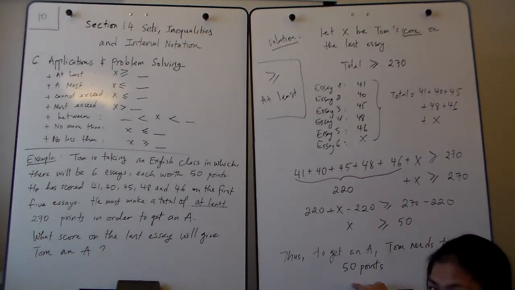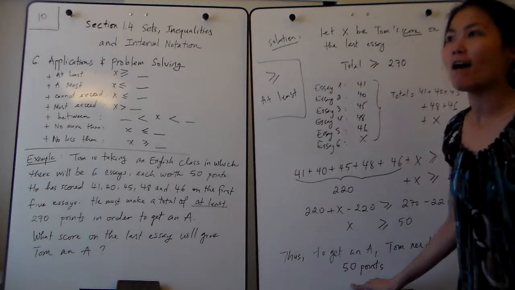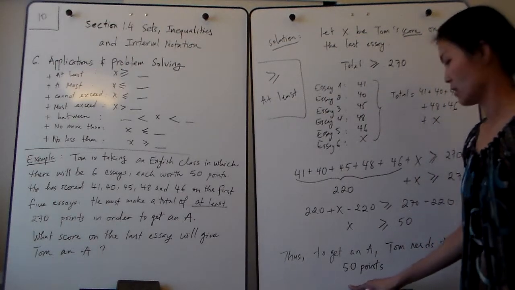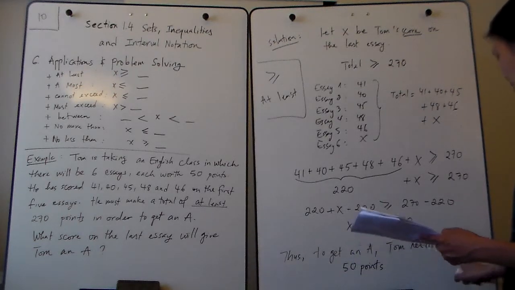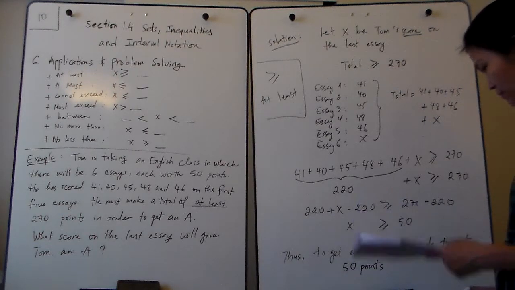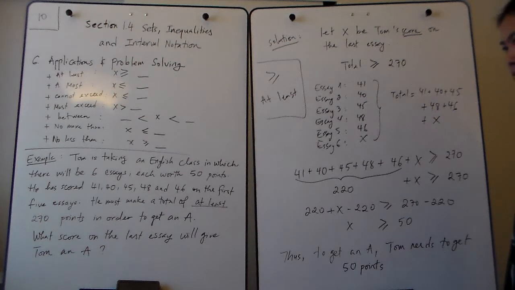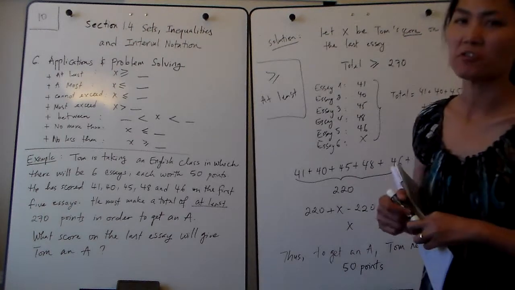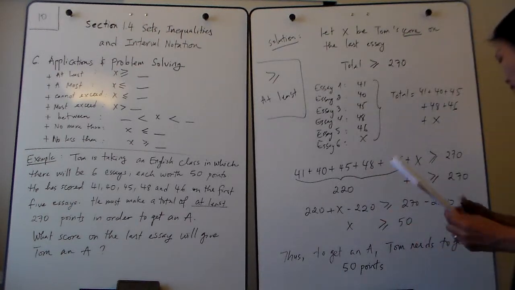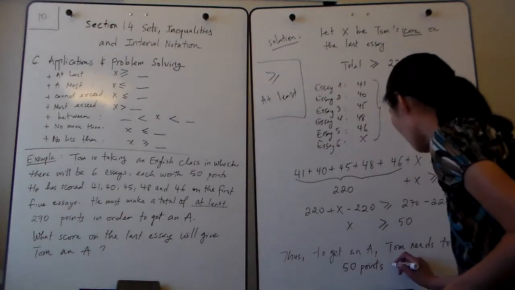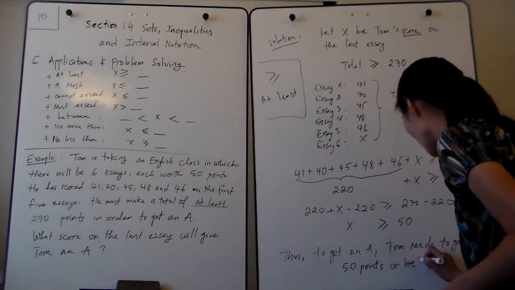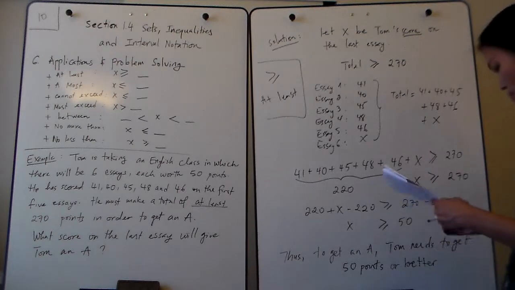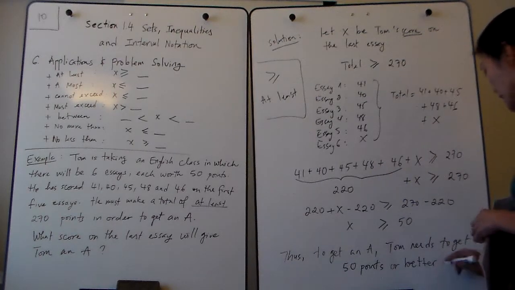That's the minimum he must get to get an A. If he gets 49, he won't get an A in the class. So he must get a perfect essay. Tom needs to get 50 points or better, in case the teacher gives out bonus or something. I'll say 50 points or better on the last essay.